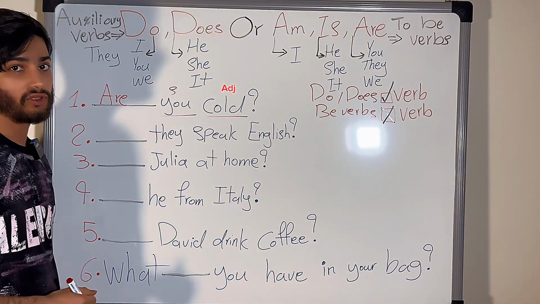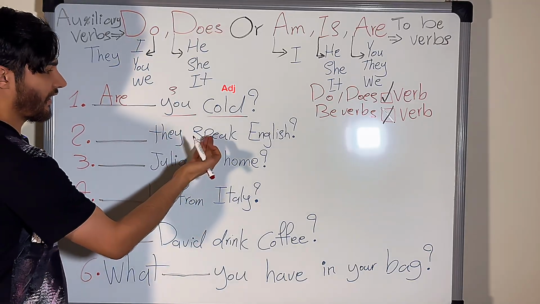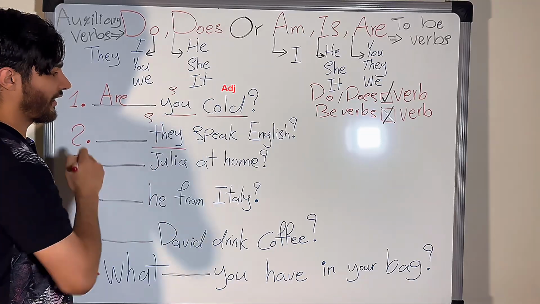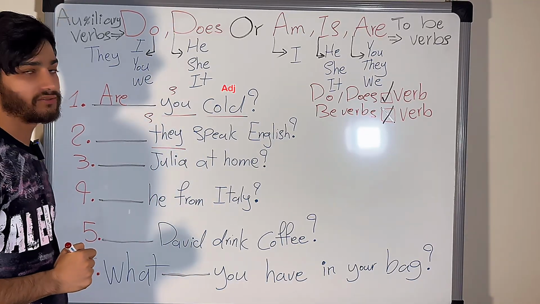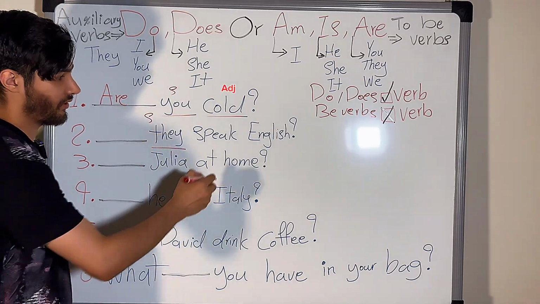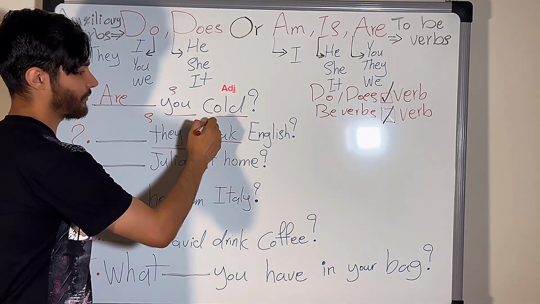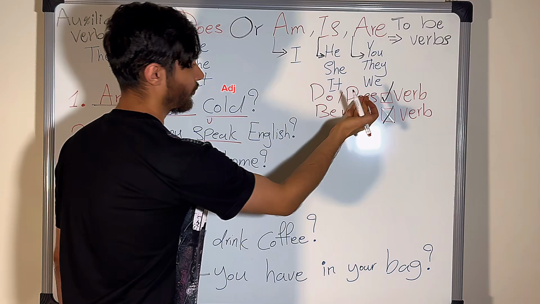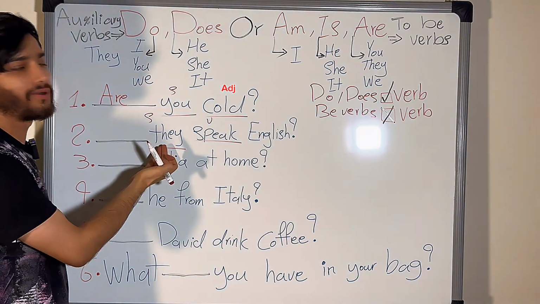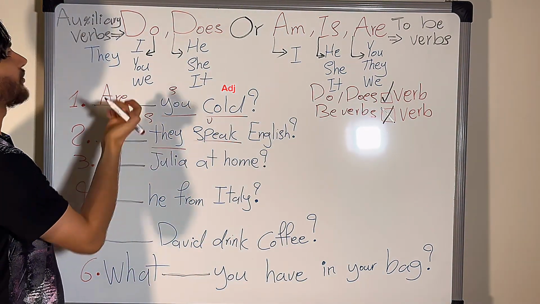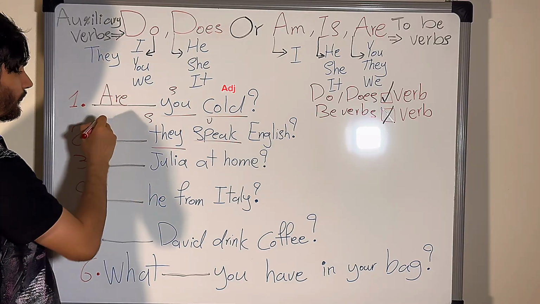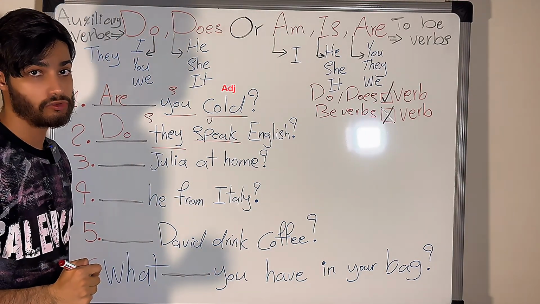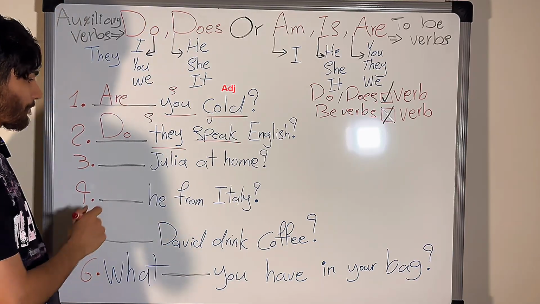Let's see number two. They speak English. I have a subject and that is they. And do I have a verb? Yes. What's my verb? That is speak. So when I have a verb, I should use do or does. Because here my subject is they, which one should I use? Do. Do they speak English?